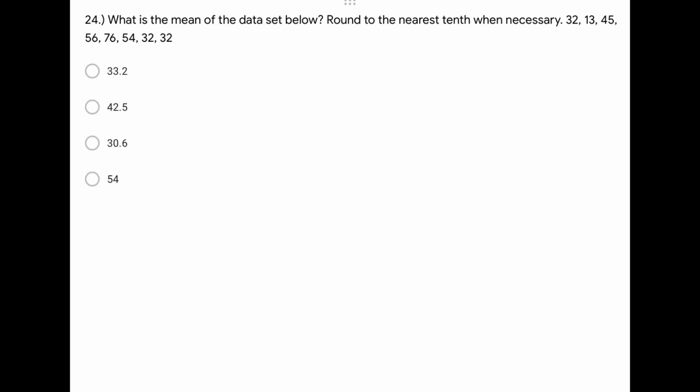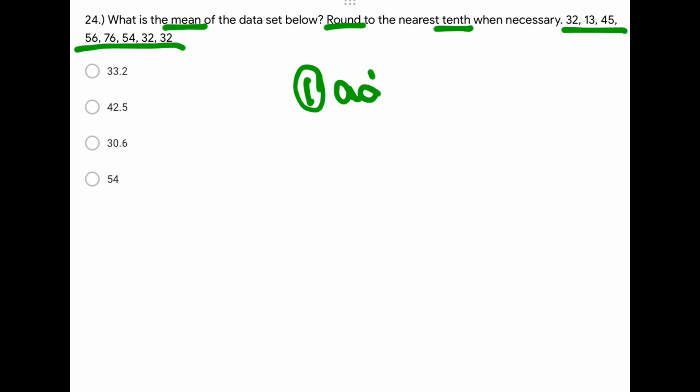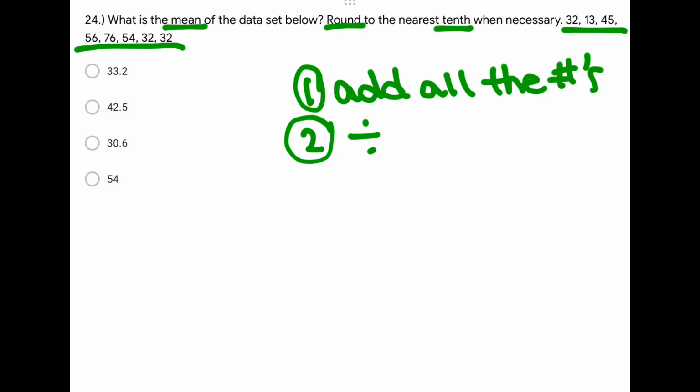What is the mean of the data set below? Round to the nearest tenth when necessary. So here's your data set. For mean, we add all the numbers. And then for the second part, we divide. You need to figure out what you are dividing by. Count all of the pieces of data to decide what you need to divide by.